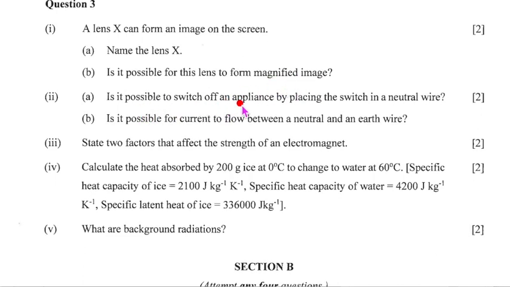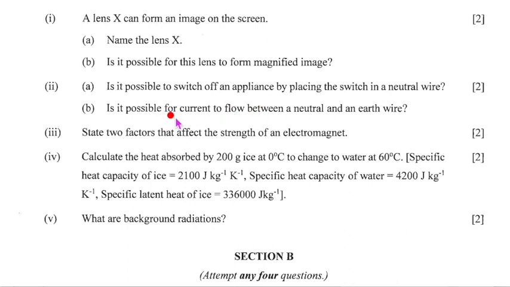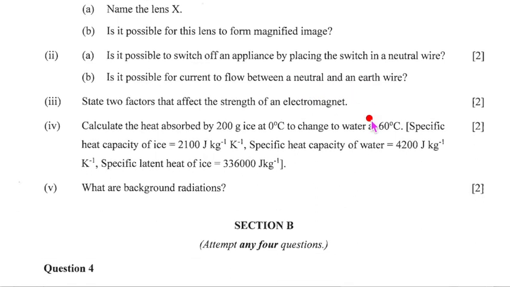Is it possible to switch off an appliance by placing the switch in the neutral wire? Switch in the neutral wire will cut off the supply, but the appliance will still be at the positive or higher potential. Is it possible for the current to flow between the neutral and the earth? No, between live and neutral. Two factors that affect strength of electromagnet. Remember, directly proportional to number of turns, directly proportional to the amount of current.